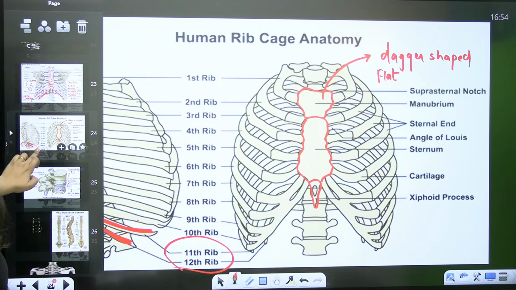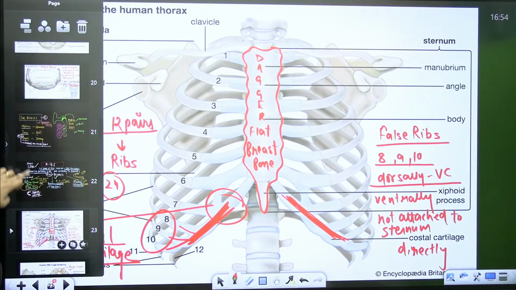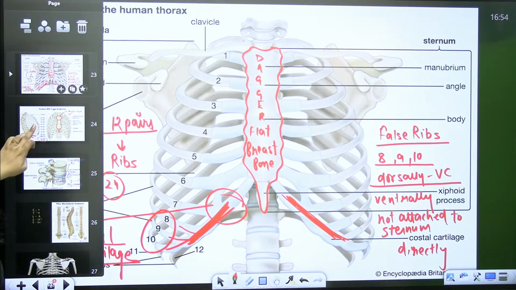Okay, done. So questions on the basis of ribs are very important. How many pairs do we have? These are repeated ones.